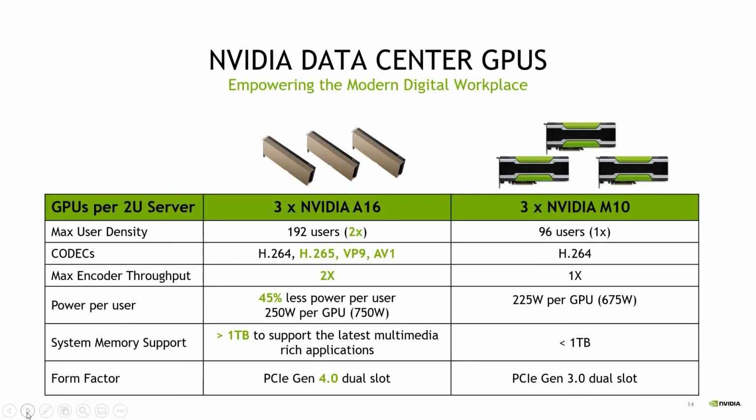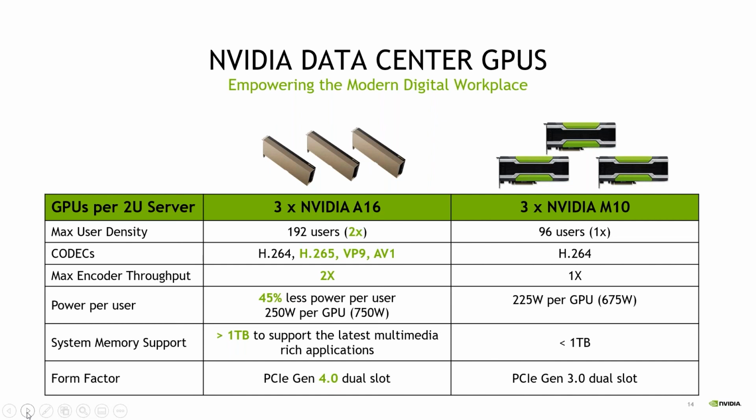I mentioned earlier the power of the A16 in density. As we move forward, the platform will become available mid-July, and that's where we now have the ability to support 192 users with only 3 GPUs. Whereas previously on the M10, the previous generation card, we would have only supported 96 users with that same platform. So as you can see, that's very, very high density, delivering a 1 GB frame buffer for those office productivity workers and general environments.